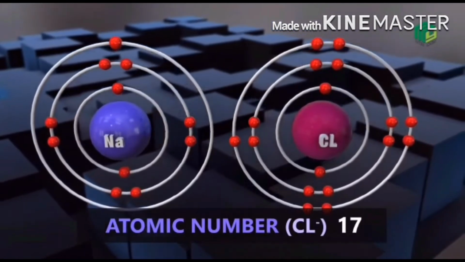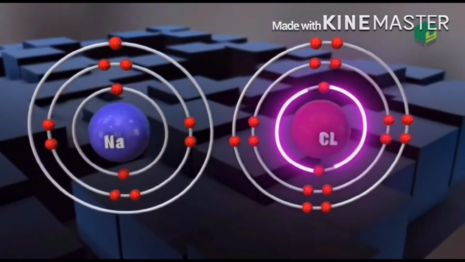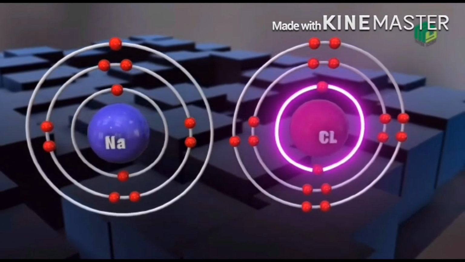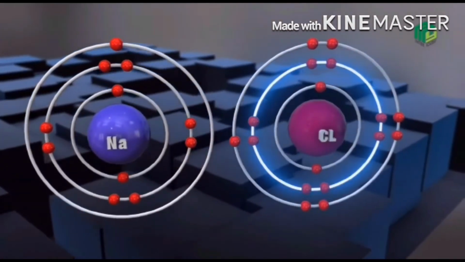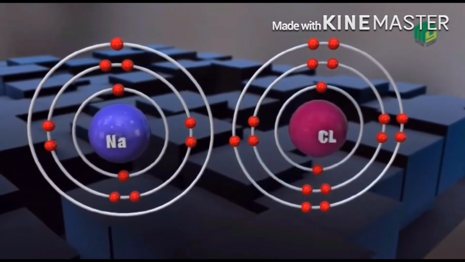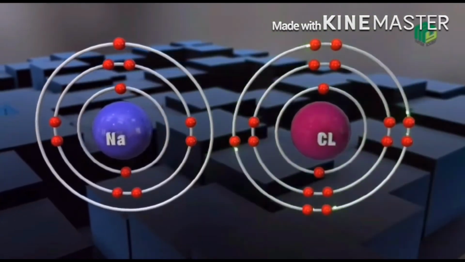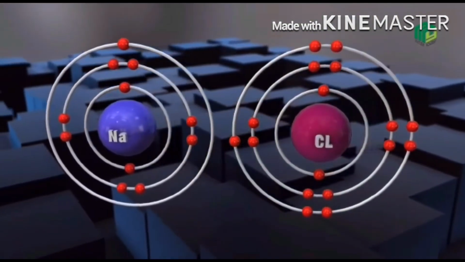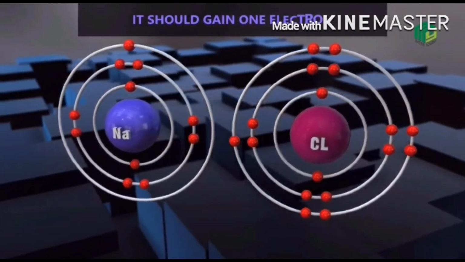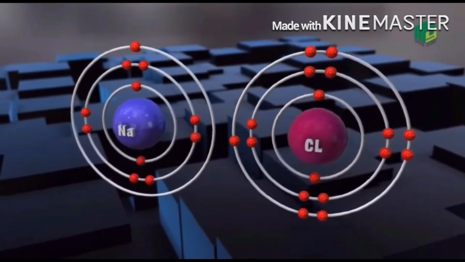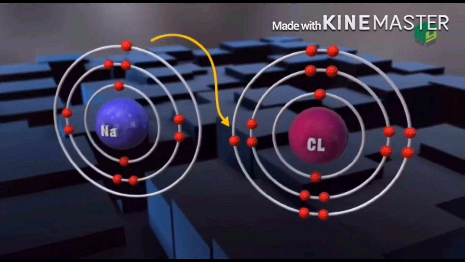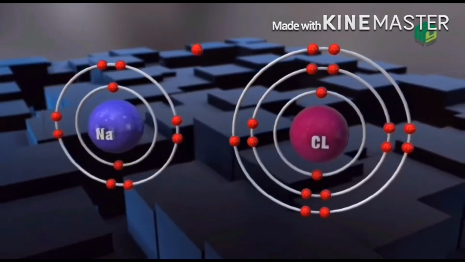Chlorine, atomic number 17, 2 electrons in the innermost shell, 8 electrons in second shell, and 7 electrons in the outermost shell. Over here, chlorine needs to gain 1 electron, which is easier than losing 7 electrons, in order to gain the stability, to have 8 electrons in the outermost shell.